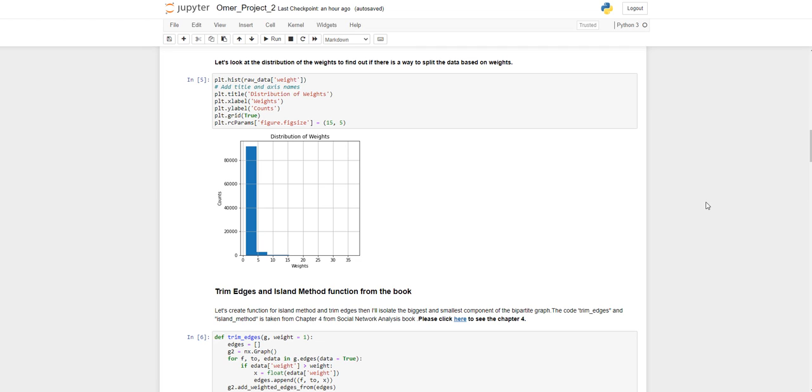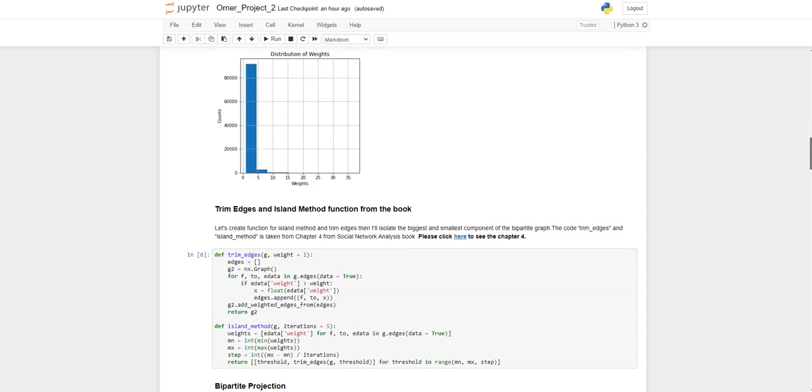By just looking at this graph, I get the idea that if I put the threshold between 5 and 10, maybe I can have it, because most of the weights are just in the range of 0 to 5. Maybe I can put the threshold a little bit greater than 5. Maybe I can get an idea about the relationship.